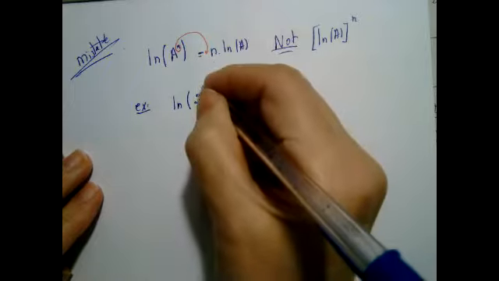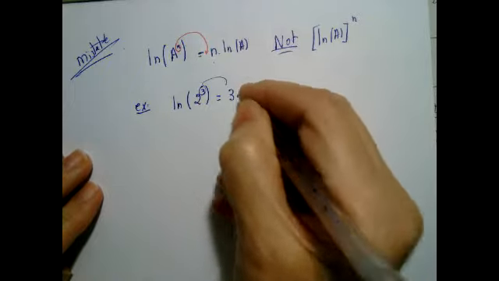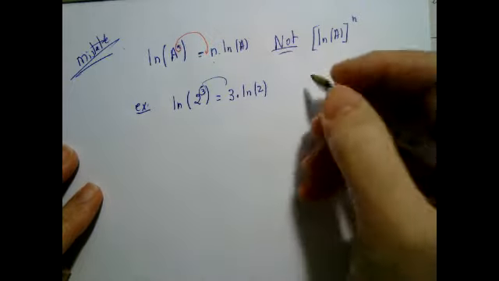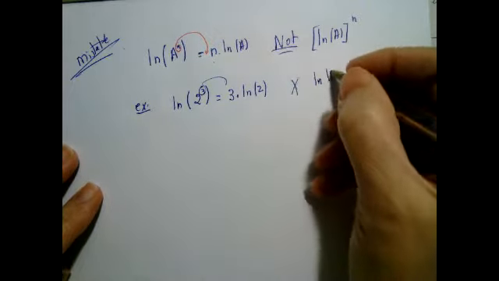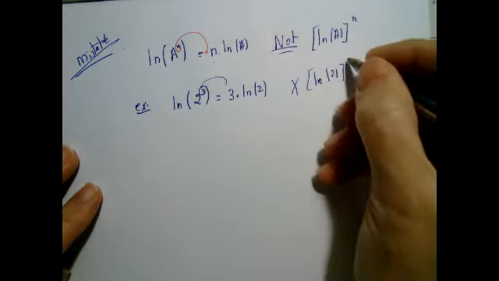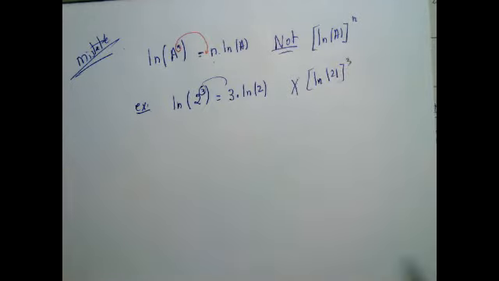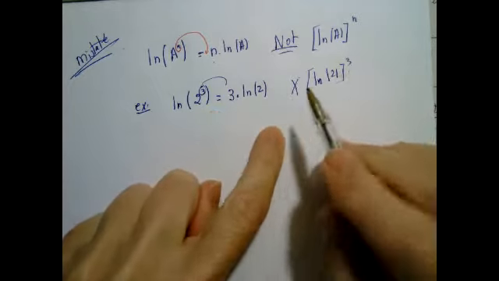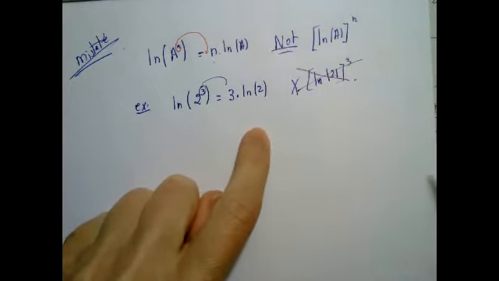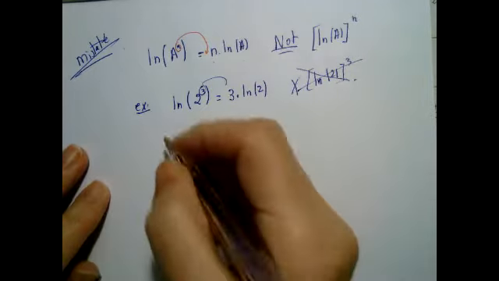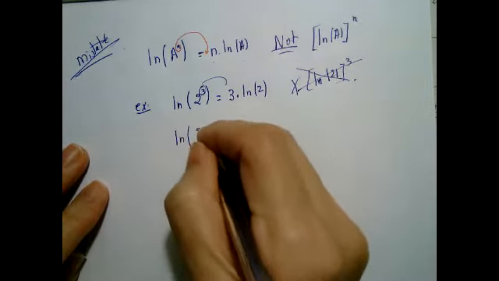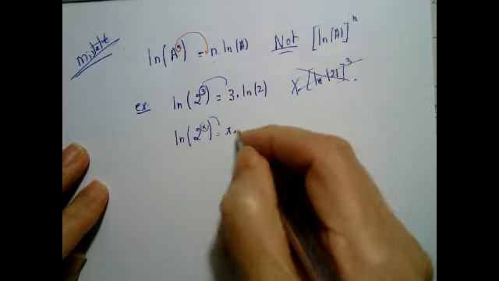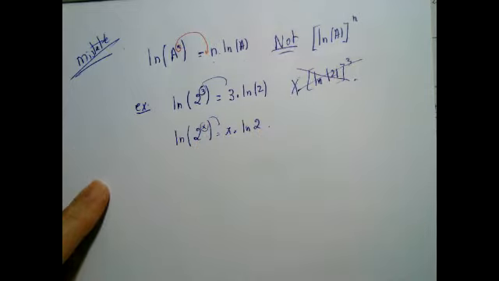This is equal to 3 times the ln of 2. You multiply by 3. It's not ln of 2 to the power 3. They're very, very different things. You multiply ln by 2. You don't raise it to the power 3. So that's really wrong. So ln of, let us say, 2 to the x goes down, and then you multiply by the ln of 2.